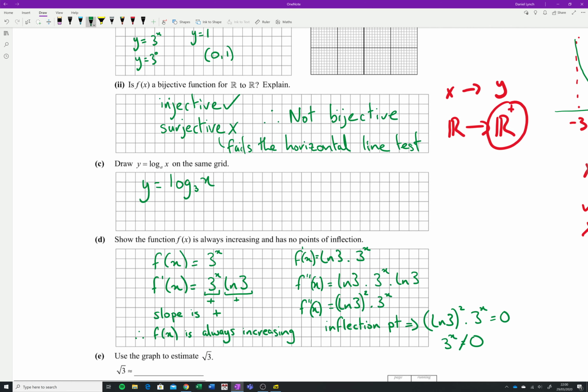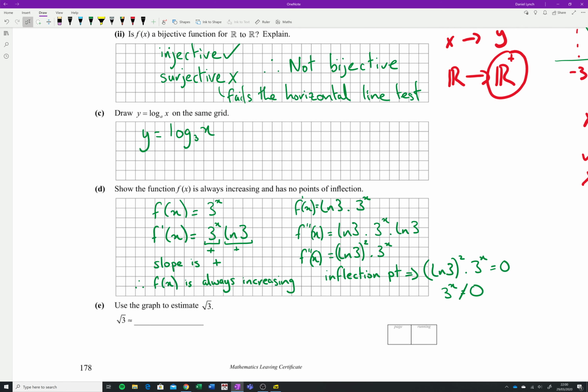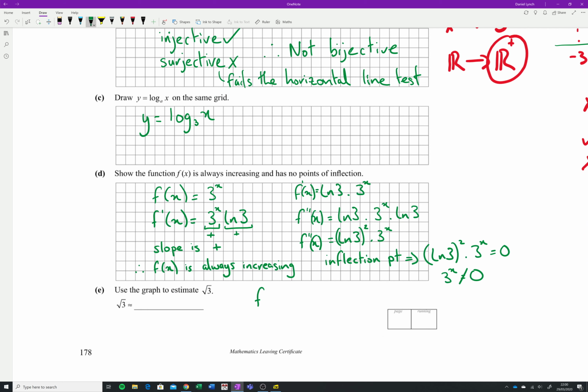Okay, that's that one. Use your graph to estimate root 3. Well, what are we told? We're told f of x is 3 to the power of x. Now, how are we going to get root 3? Root 3 is 3 to the power of a half. So what we just have to do is make x equal to a half. That implies x is equal to a half, and the y value will then be root 3.